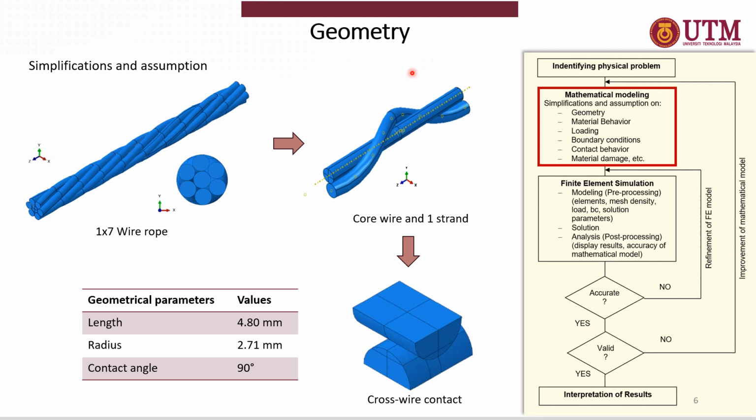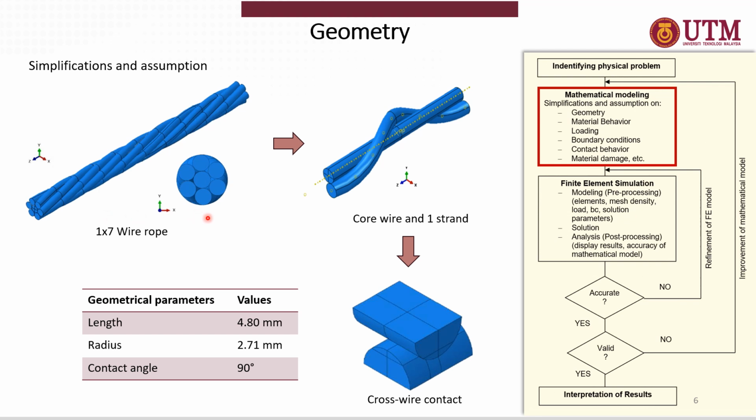So usually we will do simplifications on the geometry because if we were to simulate the whole structure, it's going to be very computationally expensive, which means it will take a very long time and will consume large memory to run the simulations. And of course, what matters is the critical region. So we want only to simulate that. So for this case, we have the geometry of 1 by 7 wire rope. This is the cross section.